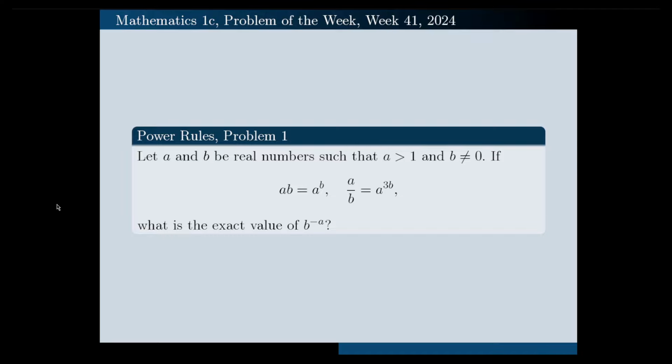Hello, in this video I'm going to solve the following problem for you. This is a problem on the topic of power roots. Let us read the problem first. Let A and B be real numbers such that A is greater than 1 and B is not equal to 0. If A times B is equal to A to the B and A over B equals A to the 3B, what is the exact value of B to the minus A?